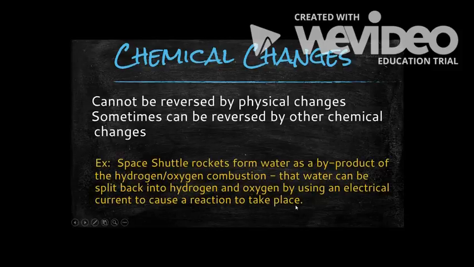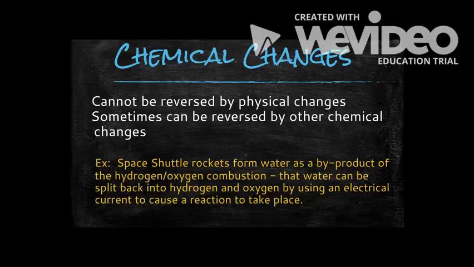So here's an example of a chemical change, and we had a picture of the space shuttle blasting off in one of the earlier slides. And when these rockets are ignited, they form water as a byproduct of the hydrogen and oxygen combustion. So that water could actually be split back into hydrogen and oxygen again by using an electrical current to cause the reaction to take place.